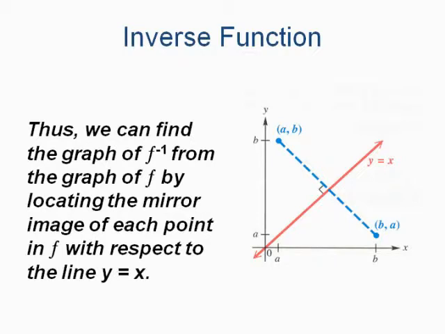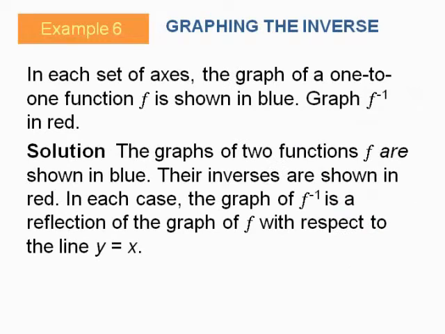Thus, we can find the graph of the inverse from the graph of the function by locating the mirror image of each point in the function with respect to the line y equals x. So graphing an inverse here, in each set of axes, the graph of a one-to-one function f is shown in blue. We're going to go ahead and have some fun here, and we're going to graph the inverse in red. So the graphs of two functions are shown in blue here. We're going to see that coming up. Their inverses are shown in red.